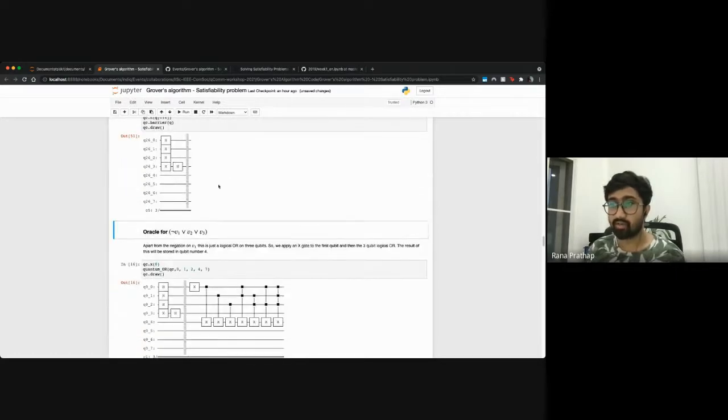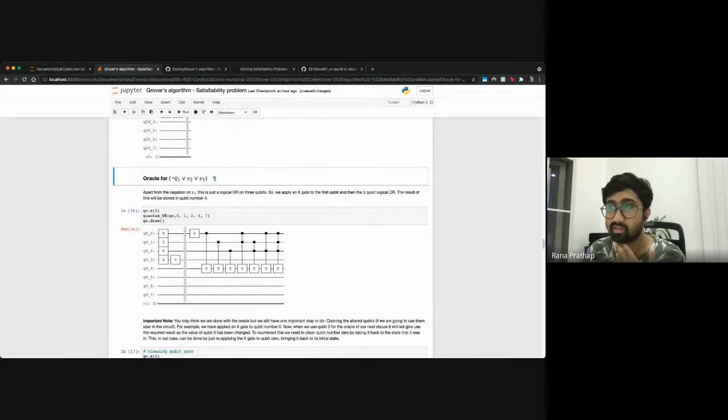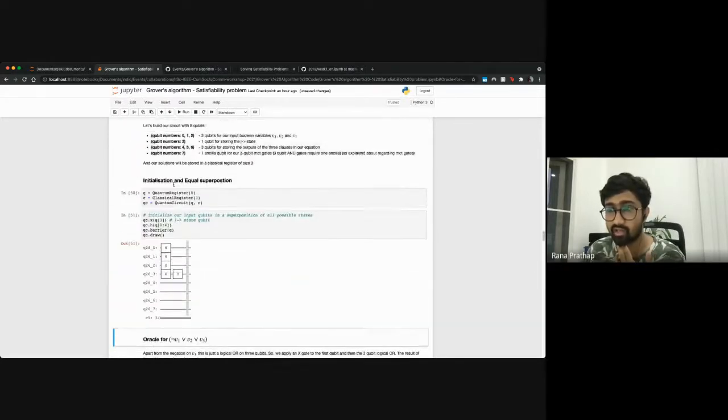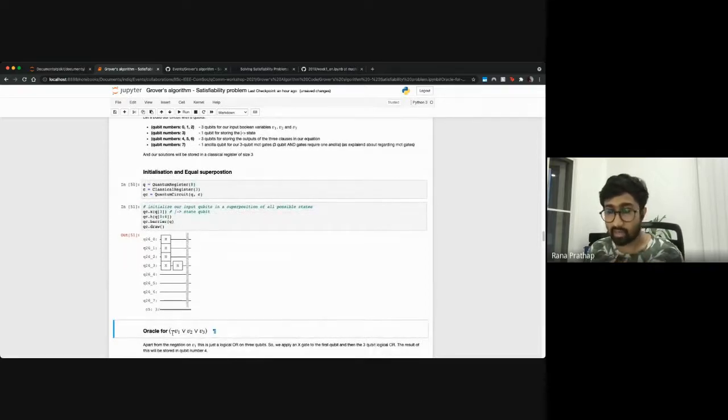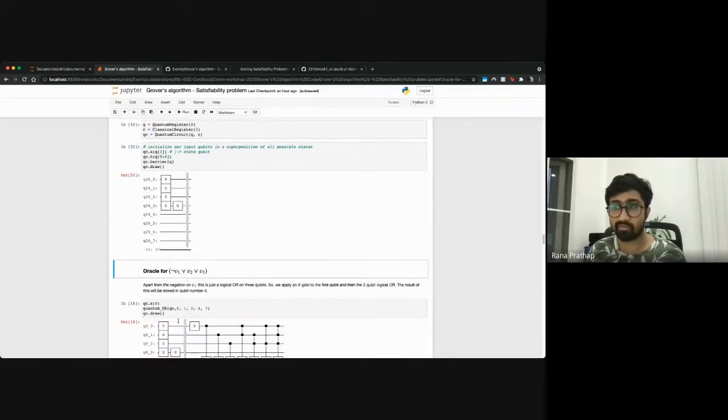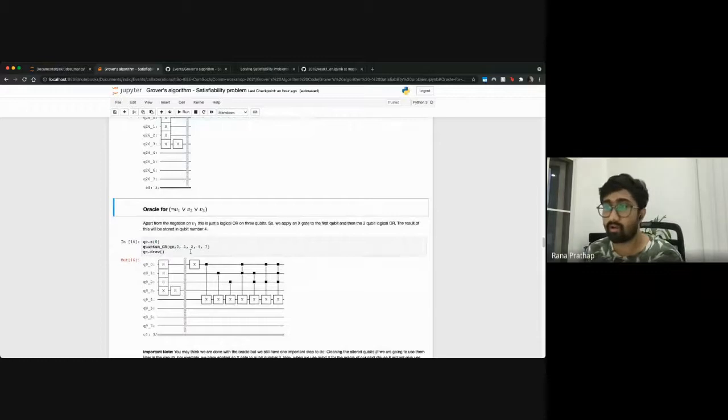Perfect. And now we're going to create the oracle for this, right? If you want to create an oracle without actually looking at what the answer is, because V1 has a negation, I need to know when this thing will be false, right? This is an OR operation, so all of them have to be false independently. That means V1 has to be 1 because you're putting a NOT over here, this has to be 0, this has to be 0, right? That is when it will be false. And in all the other options, it will be true.